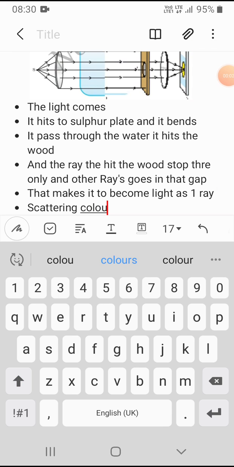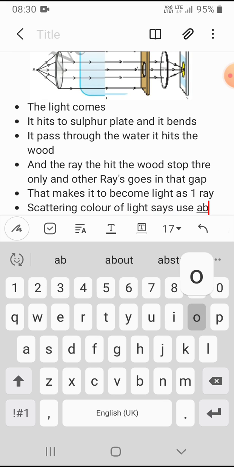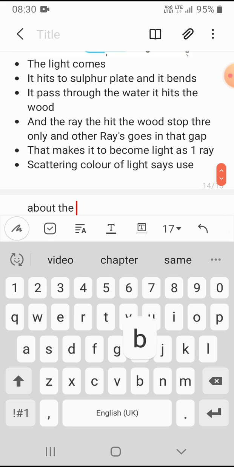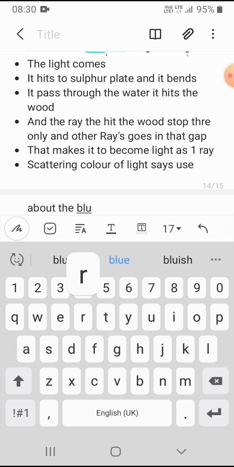Color of light tells us about the bluish color of the sky. So you learnt why: blue color has a short wavelength, so the sky is bluish because of scattering of light, you learnt.